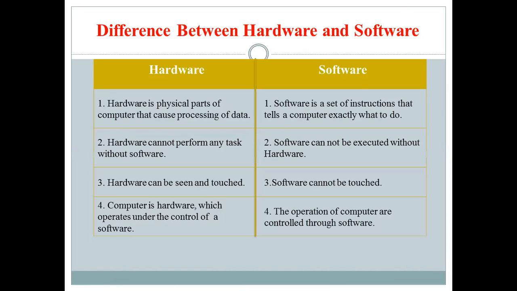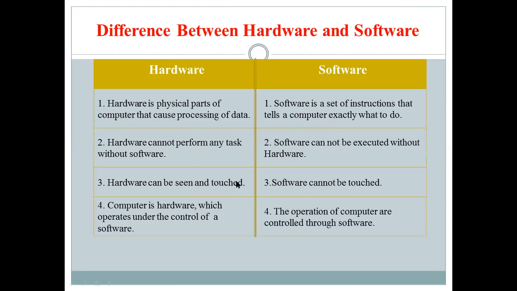Now next one is the difference between hardware and software. Hardware is the physical parts of a computer that cause processing of data. Software is a set of instructions that tells a computer exactly what to do. Hardware cannot perform any task without software. Software cannot be executed without hardware. That means they both are dependent on each other.